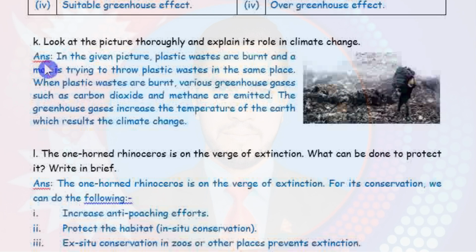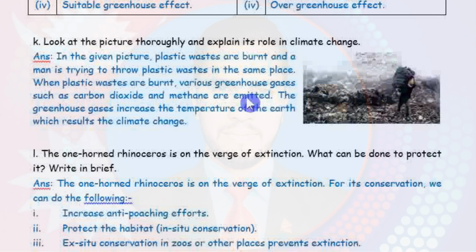Okay, now let's go to the answer. In the given picture, plastic wastes are burnt and a man is trying to throw plastic waste in the same place. When plastic wastes are burned, various greenhouse gases such as carbon dioxide and methane are emitted. When we burn plastics, carbon dioxide and methane gases are emitted.